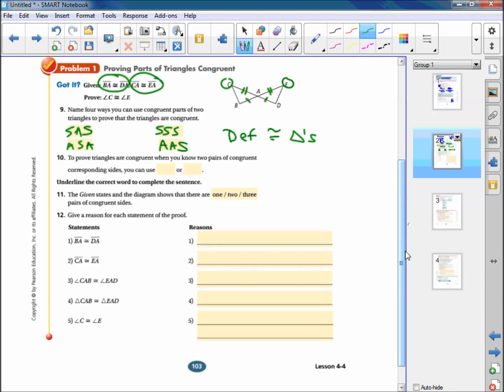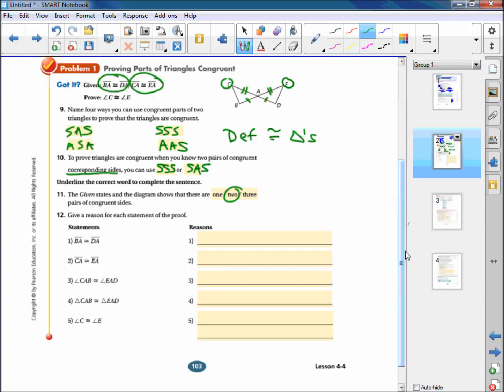So to prove two triangles are congruent, when you already know two pairs of corresponding congruent sides, you could just find another side and use side, side, side. Or you could find the included angle and use side, angle, side. Okay, so those are the two shortcut ways. The given statement and diagram show that there are two pairs of congruent sides. We know two of them. Okay. All right, so let's do our proof.